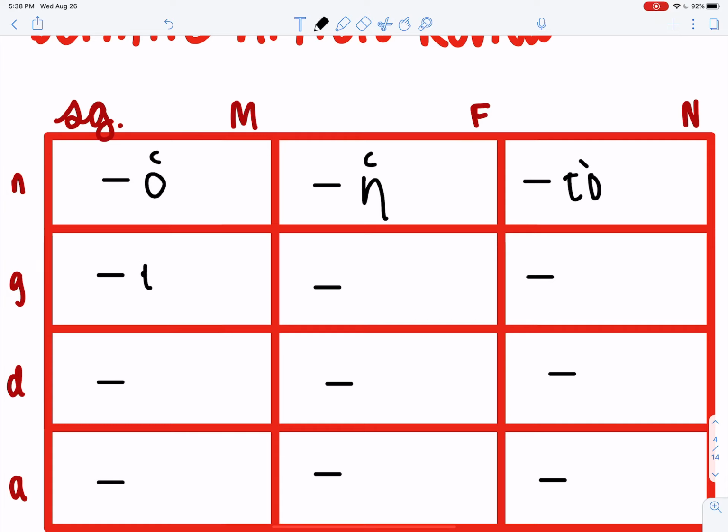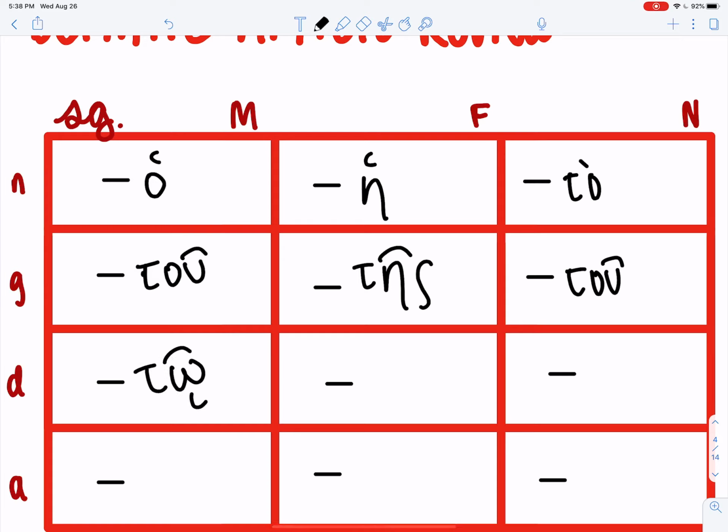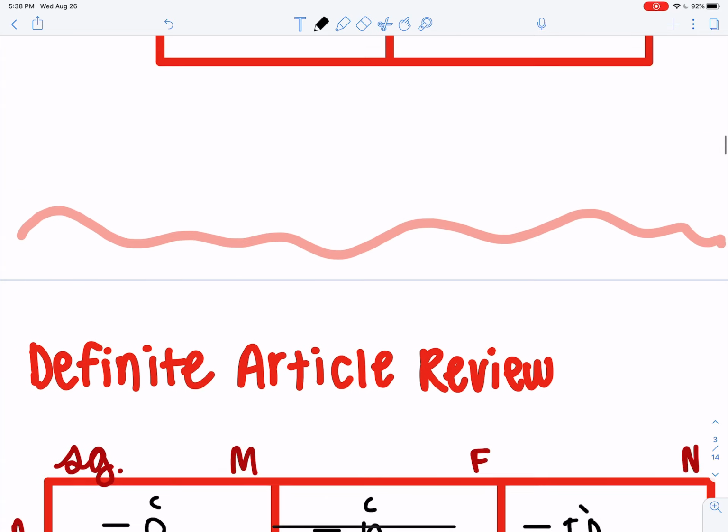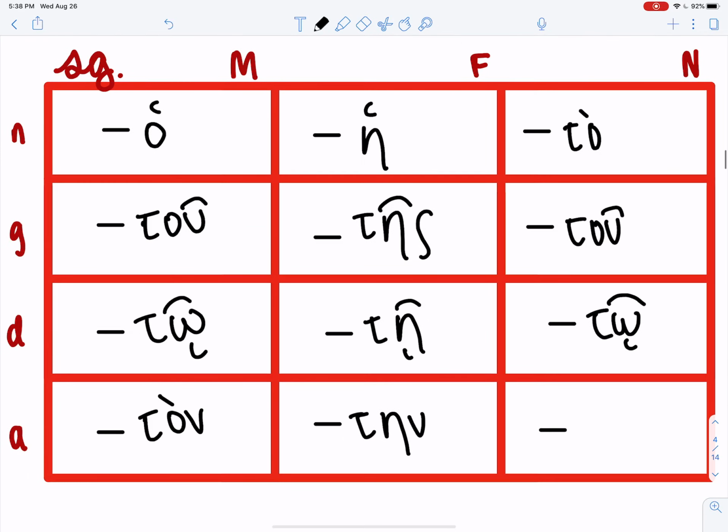In the genitive, tu, tes, and tu. In the dative, to, with an iota subscript, te, with an iota subscript, and to again. And then the accusative, ton, tain, and ta.